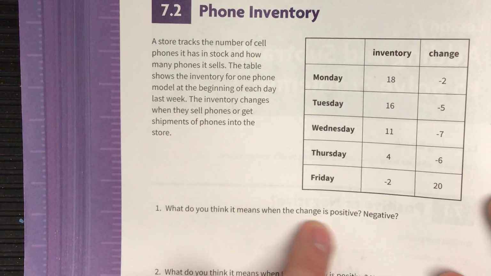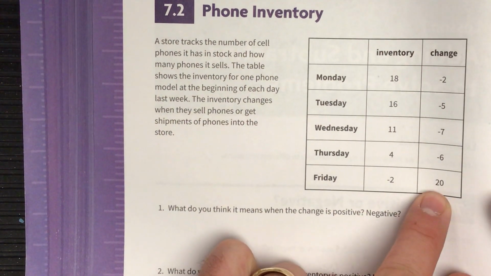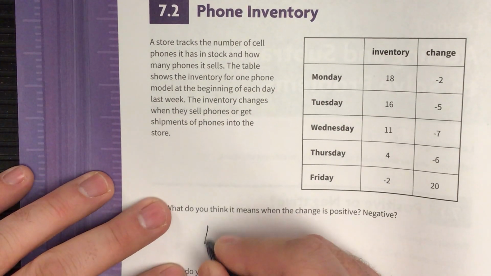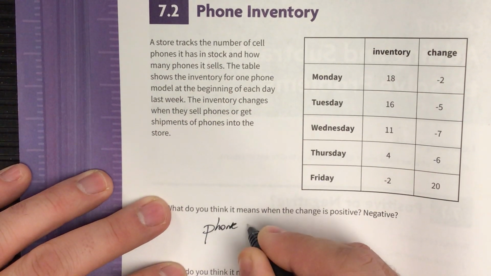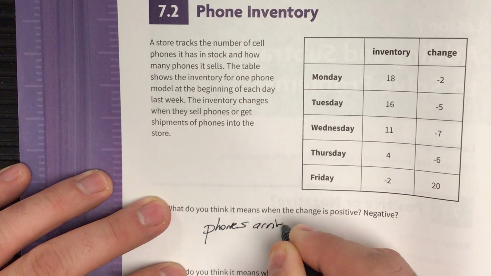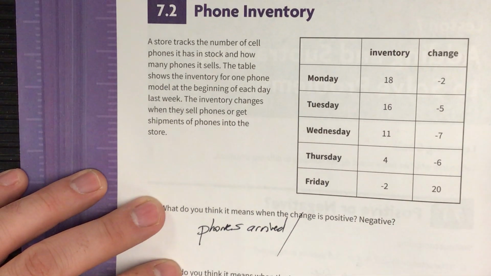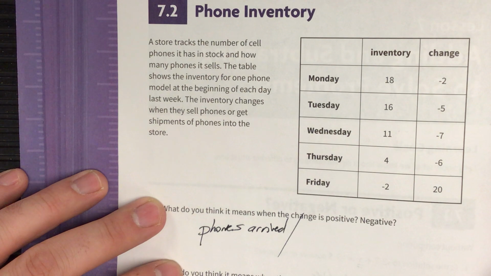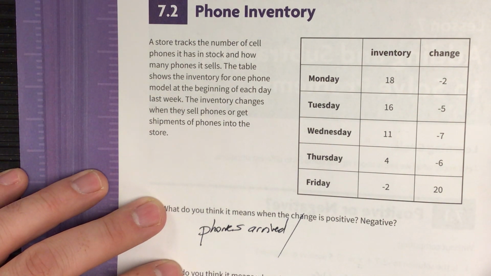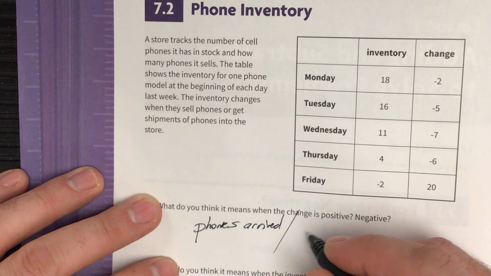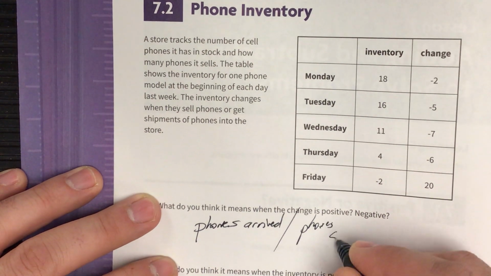What do you think it means when a change is positive? So like here, what does that mean in this problem? A shipment came in. Yeah, phones came in. Phones arrived, however you want to say that. We got a shipment in. That was well put. Negative represents what in this problem? Phones sold, yep. How many phones sold?